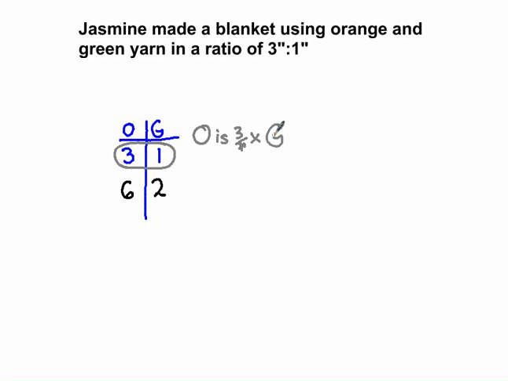We could say something else: green is a 1 to 3 ratio, and we can represent that by saying green is 1/3 orange. We could also continue, as we've worked on before, saying green is 1 to 4, or 1/4 of the total, whereas orange would be 3/4 of the total.